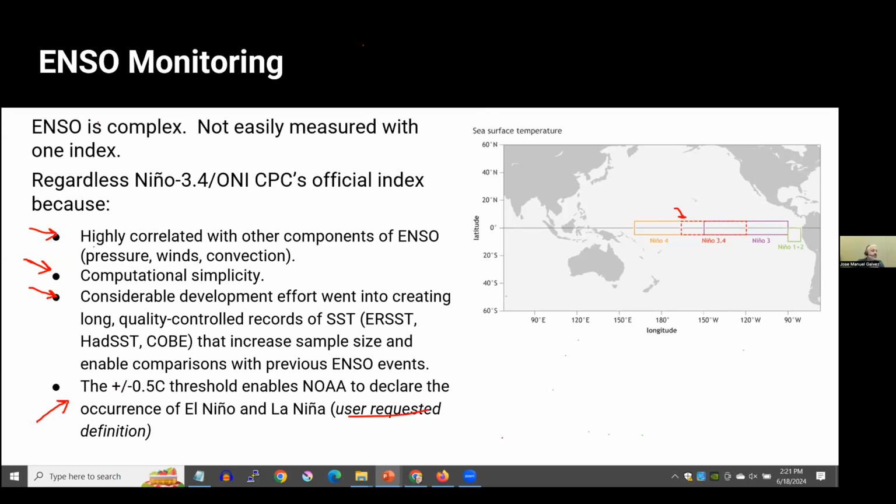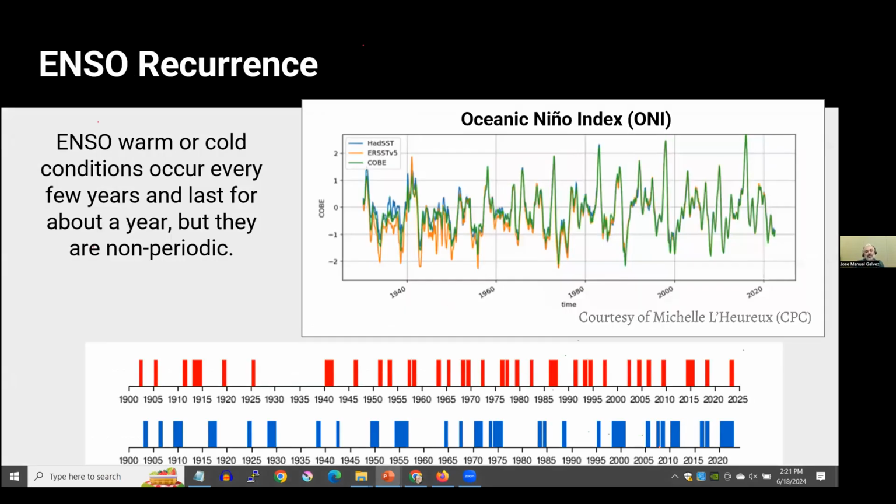And then the threshold of plus or minus 1.5 is user requested. So through communication with the users, at some point they agreed that, okay, we're going to use this threshold to call it an El Niño or a La Niña. So there's a lot going on behind the classification.